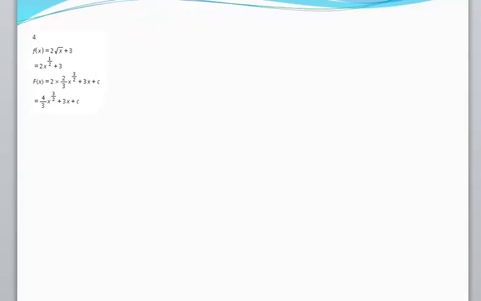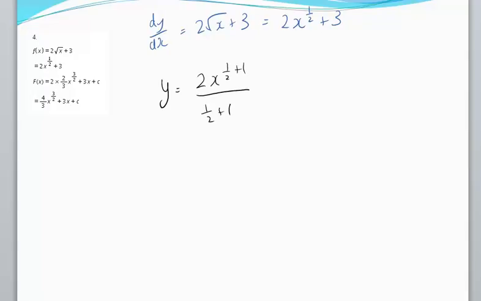So moving to number 4, we have dy/dx is equal to 2 root x plus 3. So our first step, we're just going to change this. So we have 2x to the power of a half plus 3, as this is much easier for us to work with. So now we're going to have y is equal to 2x to the power of a half plus 1. And here we have a half plus 1, plus 3x plus our constant c.